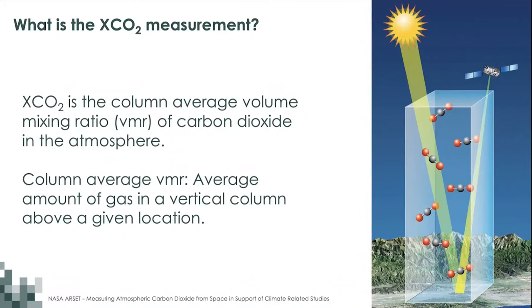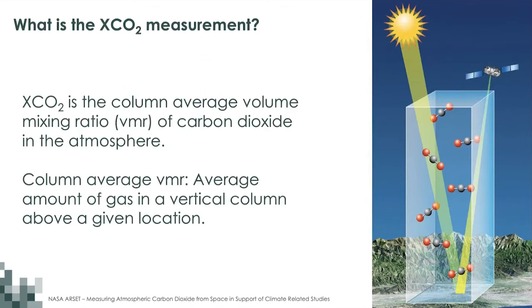So we'll now move on and talk a little bit more about the measurement itself. So what is the XCO2 measurement? Well, when we talk about XCO2, we're talking about the column average volume mixing ratio of carbon dioxide in the atmosphere. So the column average volume mixing ratio gives us a measure of that average amount of gas in a vertical column above a given location. So that's describing the average over the full atmospheric column all the way from the surface to the top of the atmosphere. And just as an aside, for our OCO2 and OCO3 products, when we talk about volume mixing ratio, we're talking about the volume mixing ratio with respect to dry air.